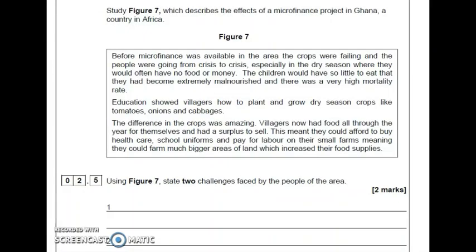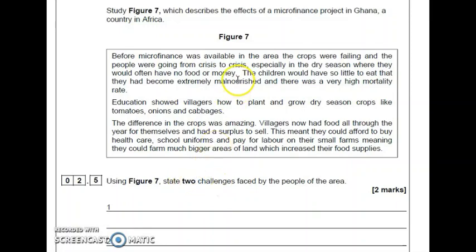Figure 7, which describes the effect of a microfinance project in Ghana, a country in Africa. So we've got a box full of text. And the question 2.5, 2 marks, says using the figure, state 2 challenges faced by people of the area. So a very easy question, to be honest. I'd be surprised if there was something as easy as this in your final exam.